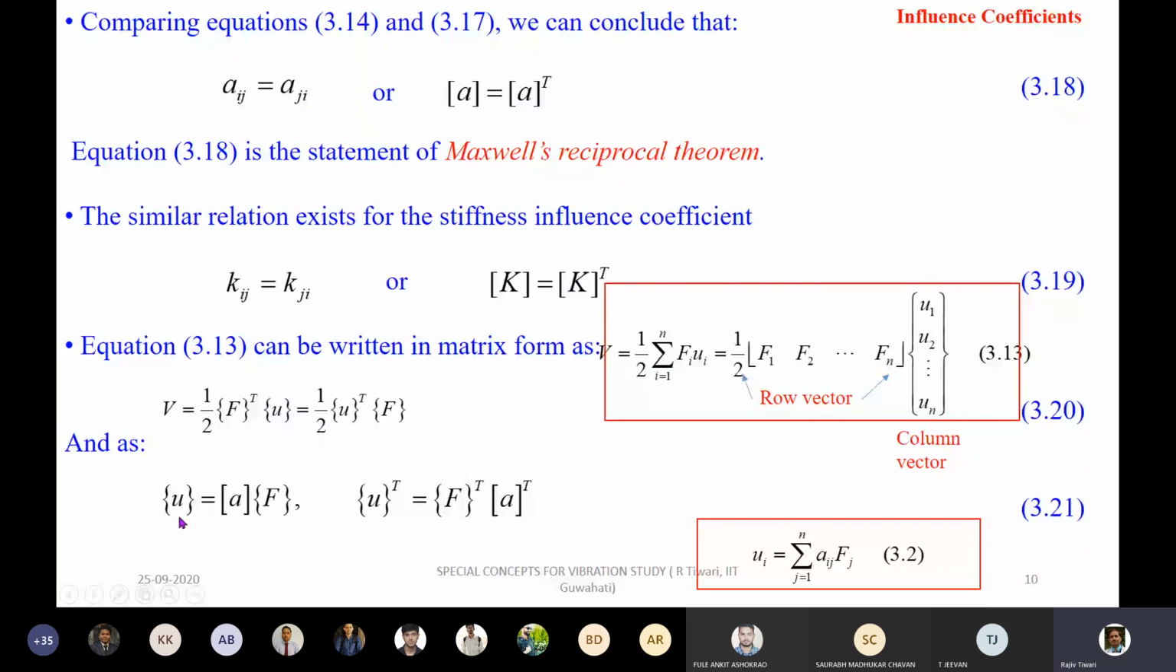If we take the transpose of this, it means we need to swap: F will come first and A will come second, and then the transpose of that. So this is the standard matrix operation which we'll be using frequently. How to take the transpose of a product of matrices: that will be swapping, and then transposing.